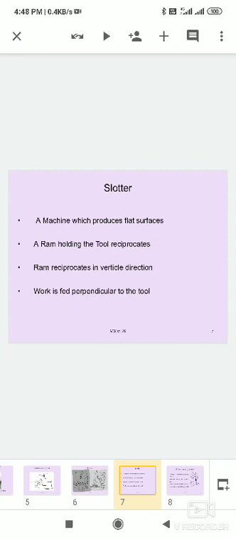And precision slotter machine, second one. Precision slotter machine is light in construction. It is usually fitted with a quick return mechanism. It is used for taking light cuts, giving accurate finish.